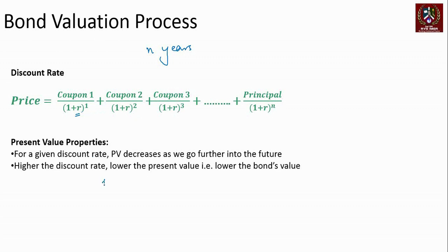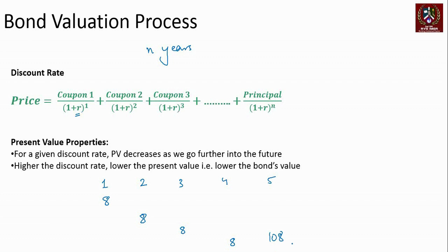So in our example, we could have said the bond is a combination of 5 bonds, one which pays 8 rupees at the end of the first year, second which pays 8 rupees at the end of the second year, third which pays 8 rupees at the end of the third year, fourth which pays 8 rupees at the end of the fourth year, and finally the fifth one which pays 108 at the end of the fifth year.